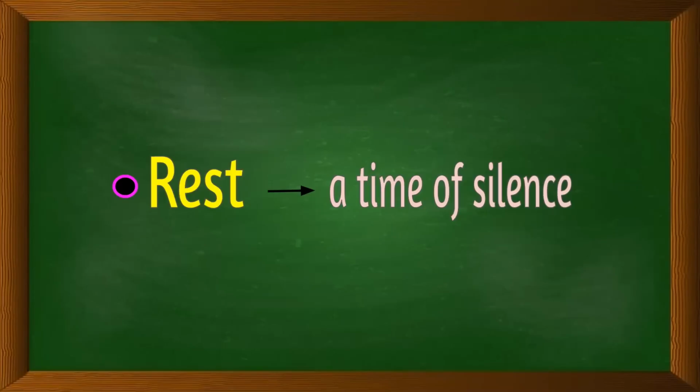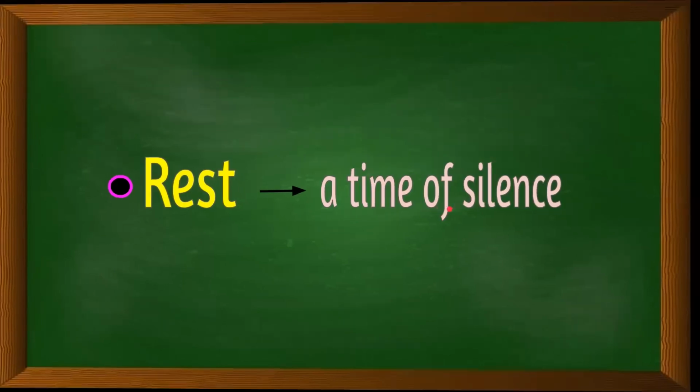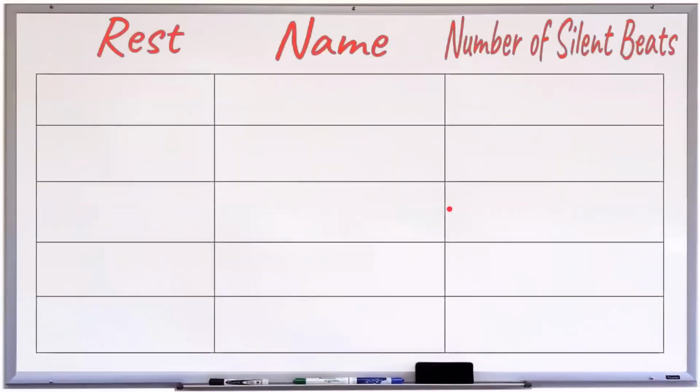Now, a time of silence. Let's go to our rest symbols, the name of each rest, and the number of silent beats. This time, it's silent beats already. Let's go to this one. It's like a box that is hanging down below the line, or simply what we call a rectangle facing downward.